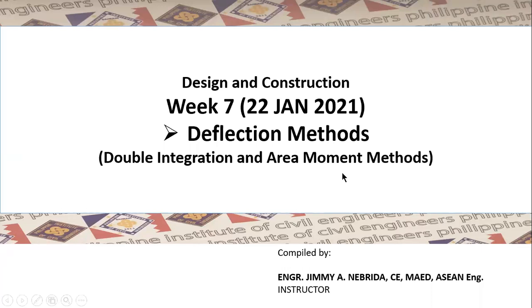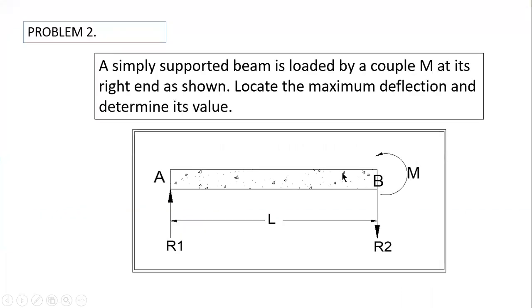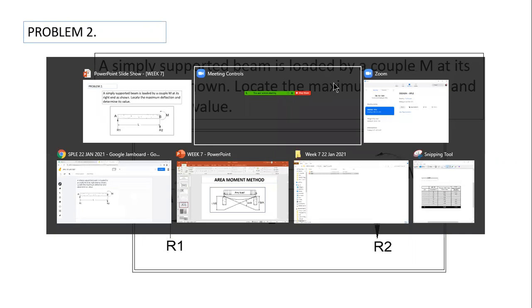So, we are still on deflection method and we'll continue with our discussion. We have here a simply supported beam loaded by a couple M at its right end as shown. Locate the maximum deflection and determine its value. So we will just continue with our last meeting discussion. This one is still on double integration method. Afterwards we'll proceed to area moment method.